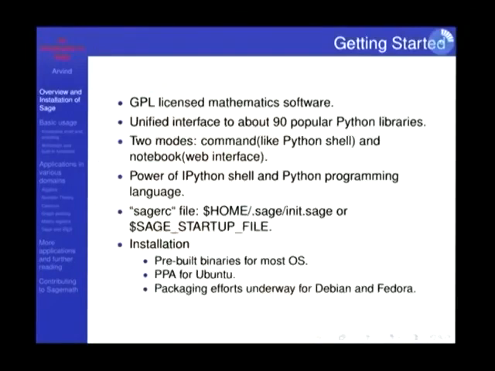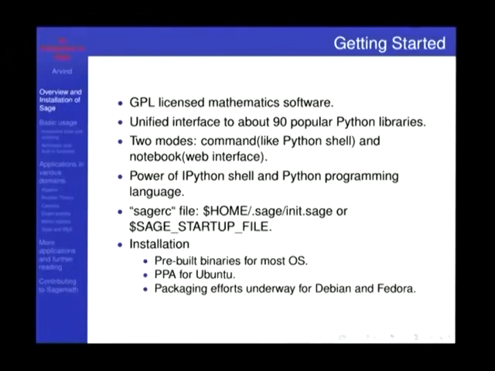Right. So Sage is this GPL licensed mathematics software. It's a collection of almost 90 Python libraries and provides you with the IPython interface. You can also use the notebook interface. You can just run notebook in the terminal and you'll get it. You get the power of the IPython shell.